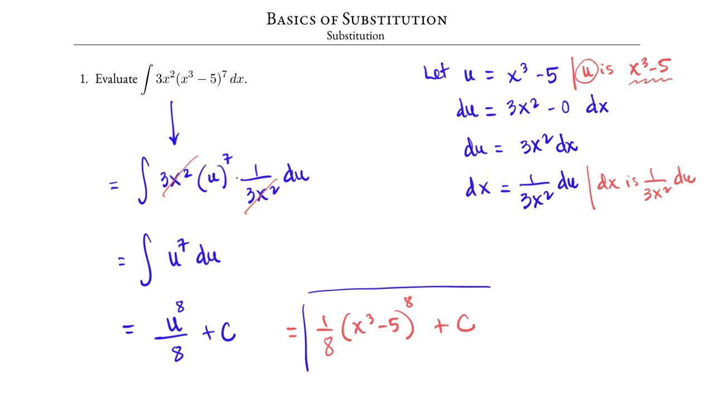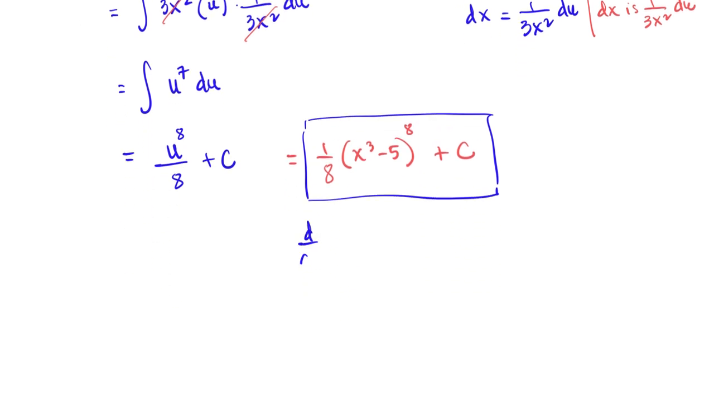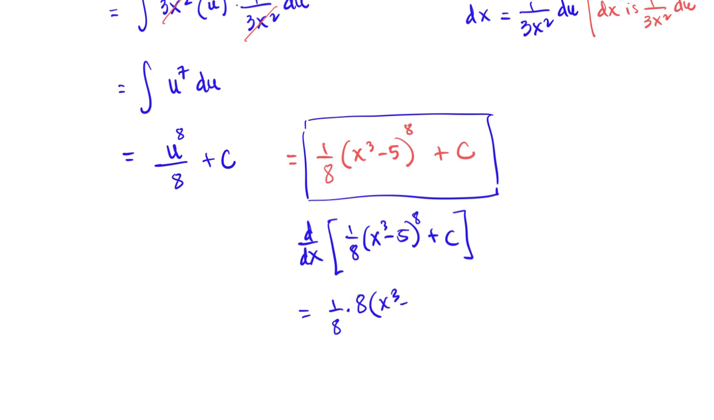But how do we know that this is the correct answer? An optional step is to differentiate it. If we differentiate it with respect to x and we get the integrand back, then the answer is correct. And so 1 over 8 is a constant multiple. We rewrite it. We use the chain rule. Bring down 8, x cubed minus 5, lower the power by 1, and then multiply. The derivative of the inside is now 3x squared.